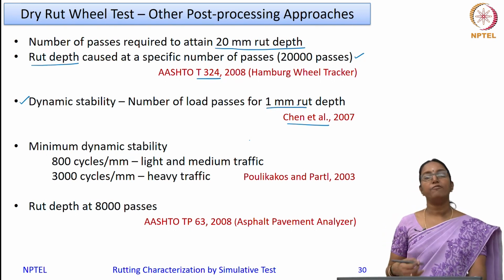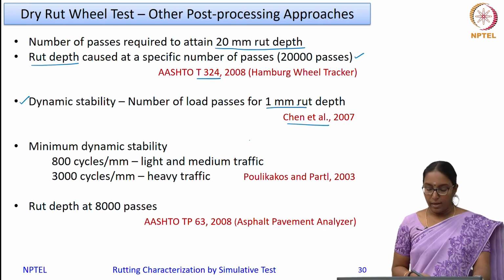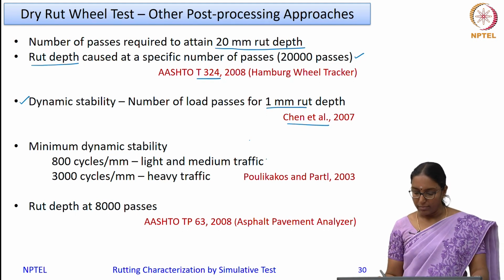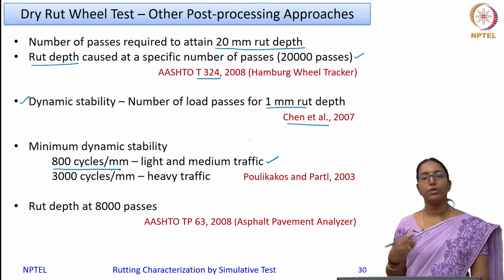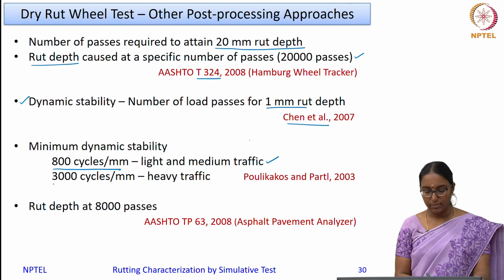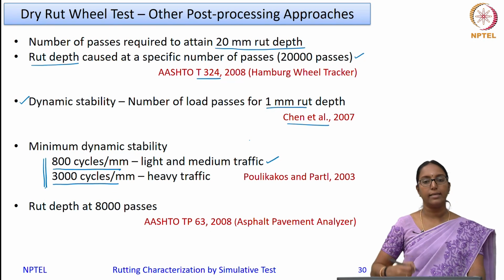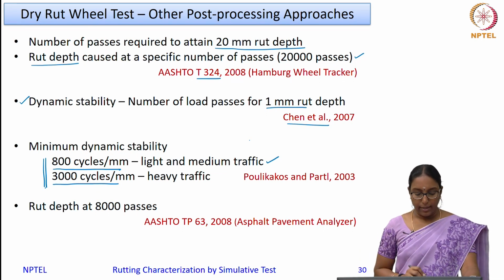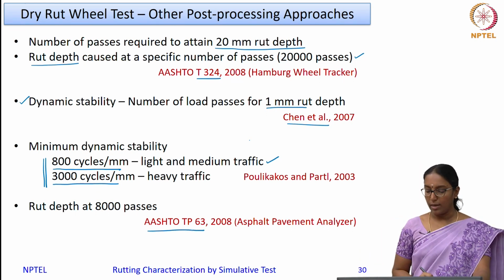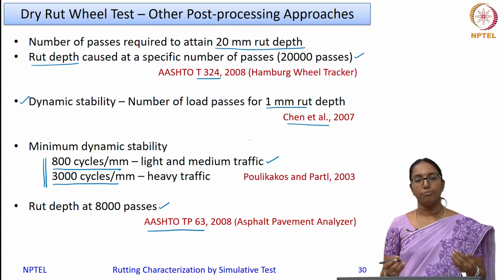Okay. And there are failure criteria that are set by other researchers. Say, for example, if you want to use that mixture in light or medium traffic, you need a minimum dynamic stability of 800 cycles per millimeter. And if you want to use it in heavy traffic, you need a stability of 3000 cycles per millimeter, and so on. One can arrive at such criteria provided you have a sufficient amount of field data as well. Okay. Now, as per AASHTO TP63, using an asphalt pavement analyzer, it specifies that a rut depth at 8000 passes is taken as a criterion for comparing your mixes.